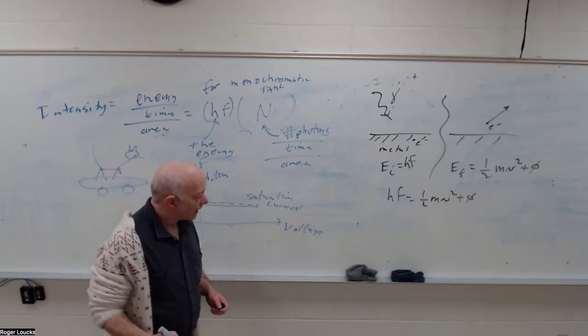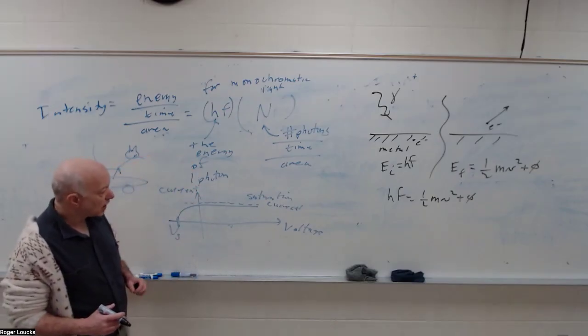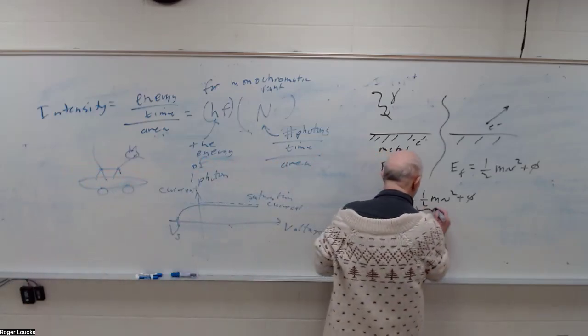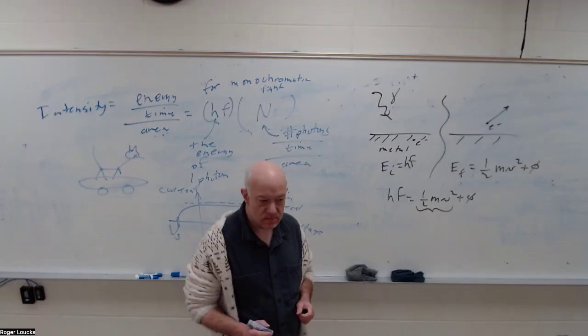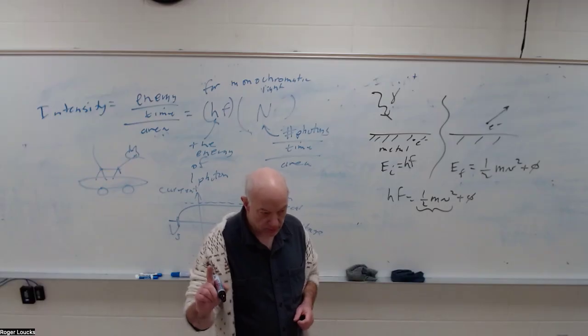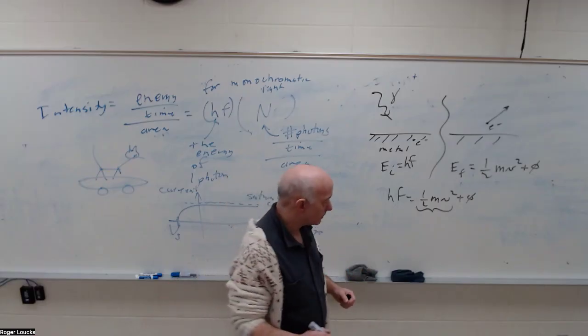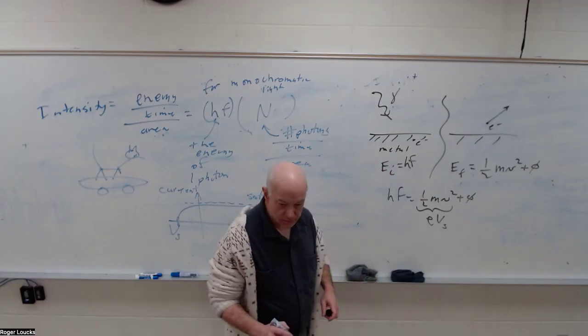We also know that we could write the kinetic energy term in electron volts, as e times the stopping potential. So this is also e times V sub S.